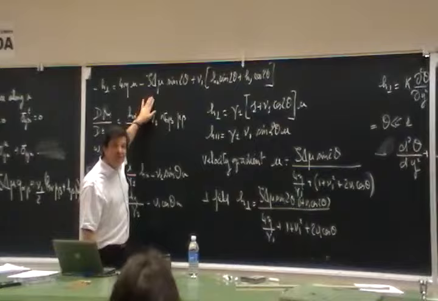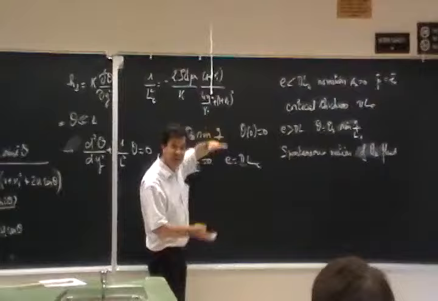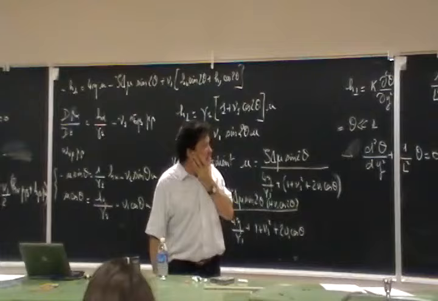Now you can reverse again. You can fix the thickness and change the activity. And what it tells you is that if you increase the activity above a critical activity, the system will flow. So how can you look at this kind of qualitatively?